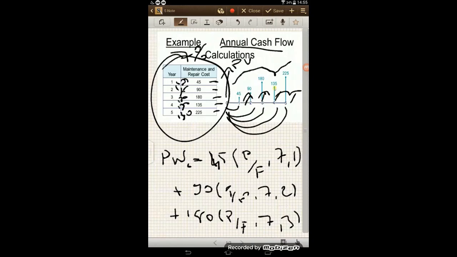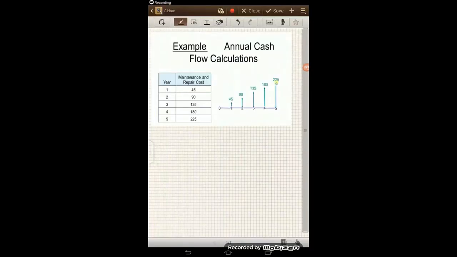This question is ending here. The question is, if we change the previous question's sequence to 4 years, so it was $180 for the third year, and then $135 in the fourth year. So we change it. When we change it, we see that the sequence is uniformly distributed.